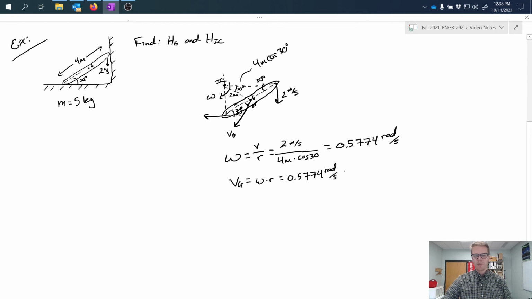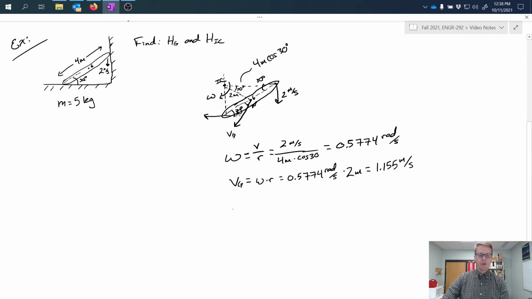and multiplying it by the distance that we figured out here between the center of gravity and the instantaneous center of 2 meters. So that gives us that the center of gravity of the ladder is falling down and to the left at a rate of 1.155 meters per second.